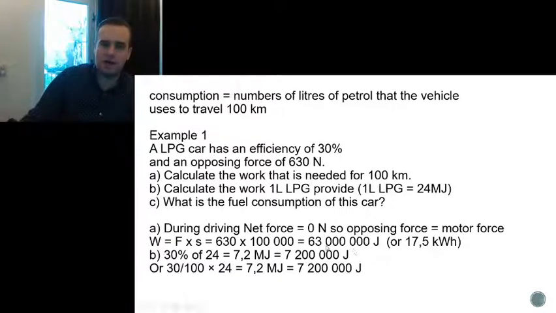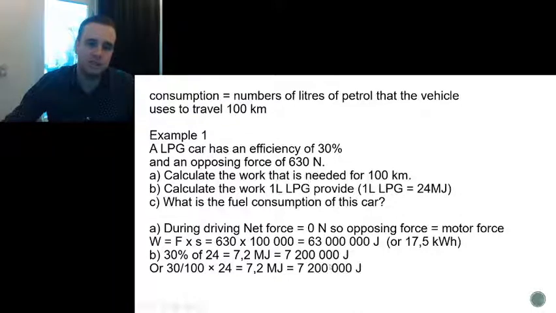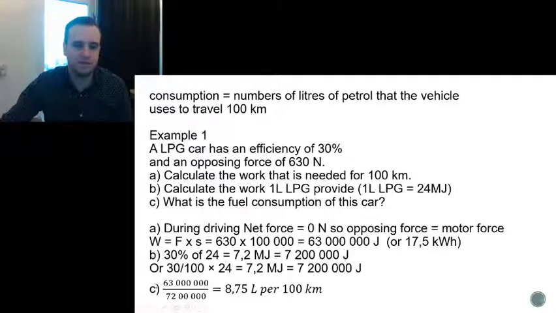So now we know how much energy, how many joules, is required to drive 100 kilometers, and we know how much energy goes towards our engine, towards moving our car, with 1 liter of gas. And now we can calculate how many liters we need to drive this 100 kilometers by just dividing them by each other. This is the amount of energy required to drive 100 kilometers. This is the amount of energy that is released, or at least that goes towards our engine, when burning 1 liter of gas. So in total we require 8.75 liter to drive 100k.